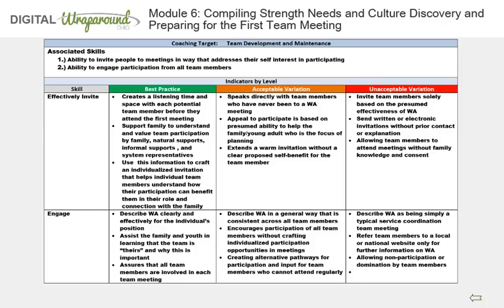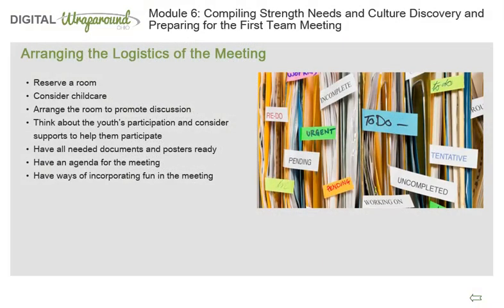The facilitator then assists the family in understanding and owning that this is their team and they are driving the planning that will be occurring. The facilitator needs to arrange the logistics of the meeting. This may entail reserving a room or talking with the family about space in their home. The facilitator needs to consider how childcare is addressed for some caregivers to participate. The facilitator needs to plan how to arrange the room to promote discussion and allow for posters to be seen and having enough seating.